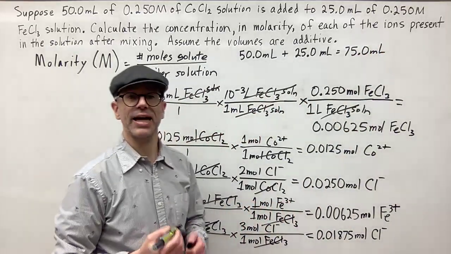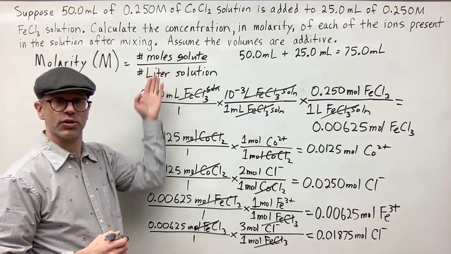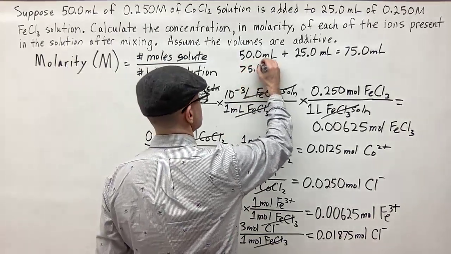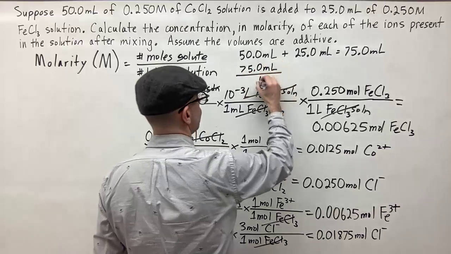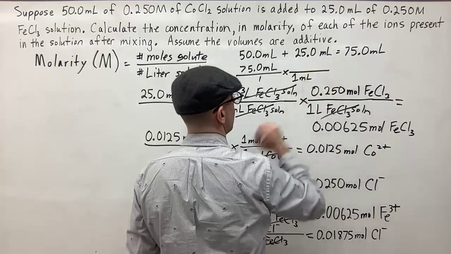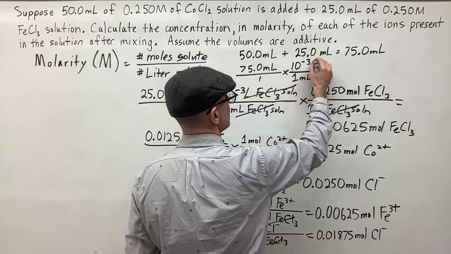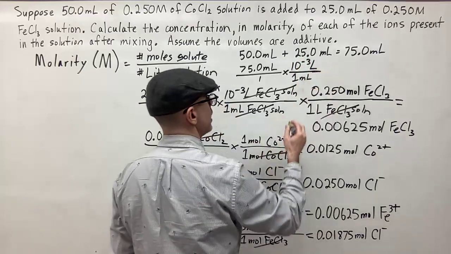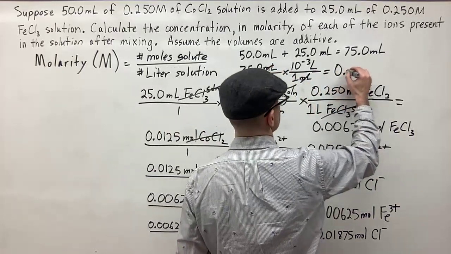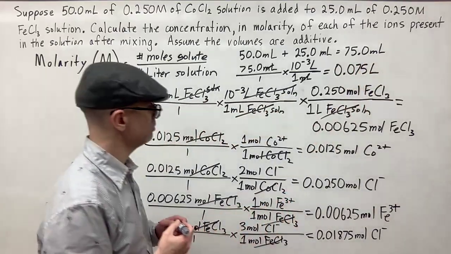So we need to convert that to liters because remember, molarity is moles of solute divided by liters of solution. So we're going to take the 75.0 milliliters over 1 milliliter on the bottom, and that's equal to 10 to the negative 3 liters on top. So milliliters cancels out, and in this case, we're going to get 0.075 liters of the solution.